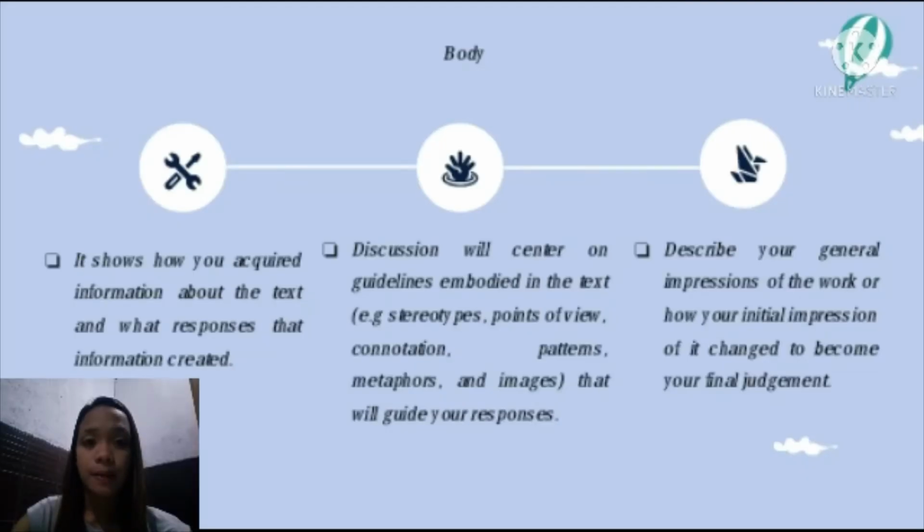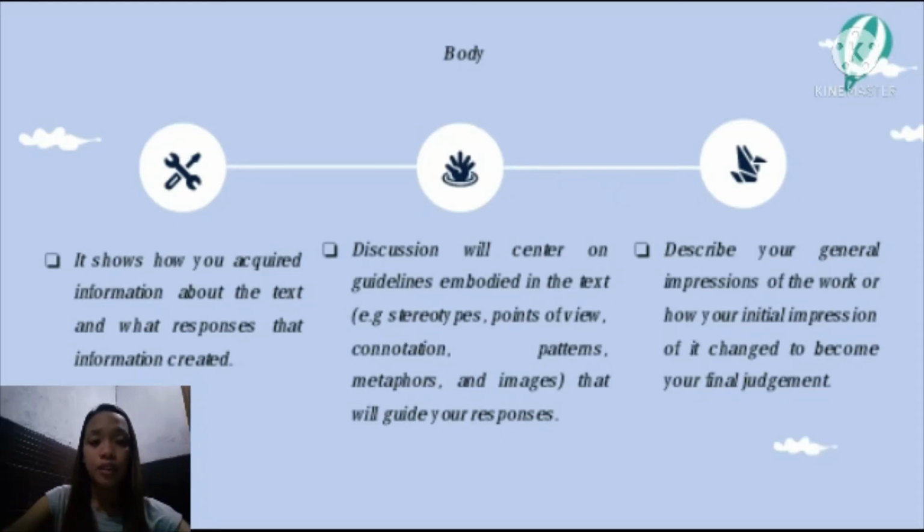Now we have the body. In writing the body, it should show how you acquired information about the text and what responses that information created. The body is the core of your paper, which explains how the text controls the reader's understanding and sympathies, and identifies the personal materials you have put into the text and describes how the two interact to create the text.